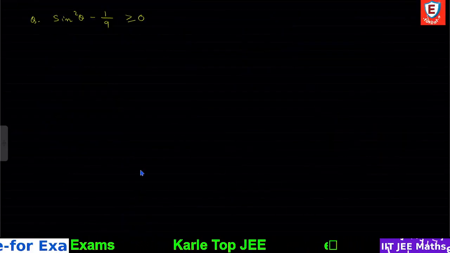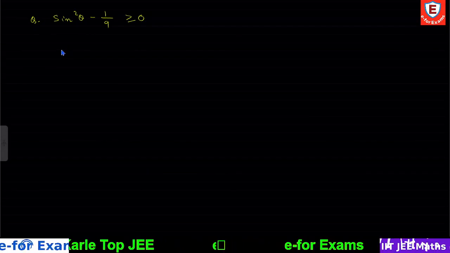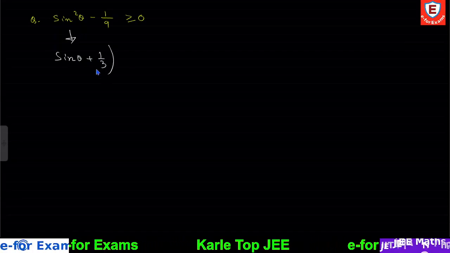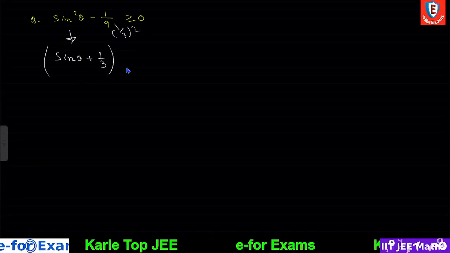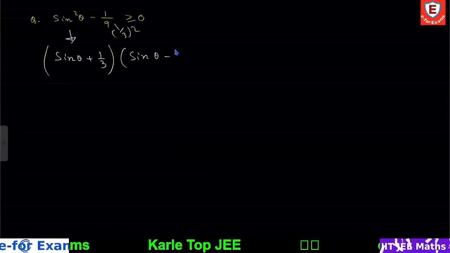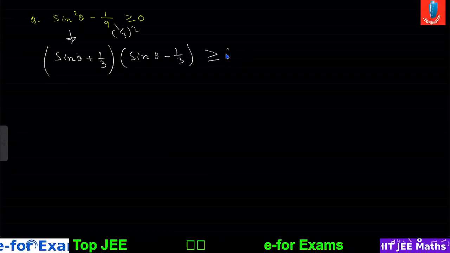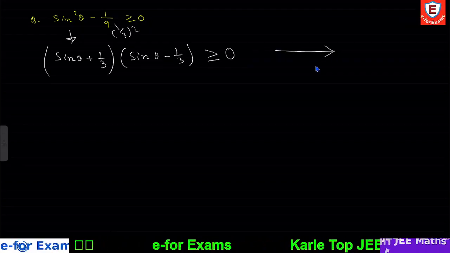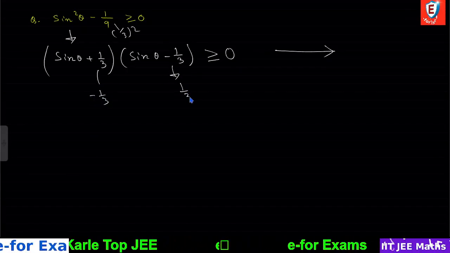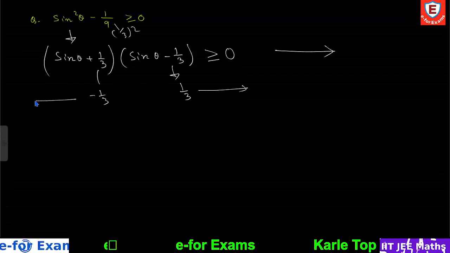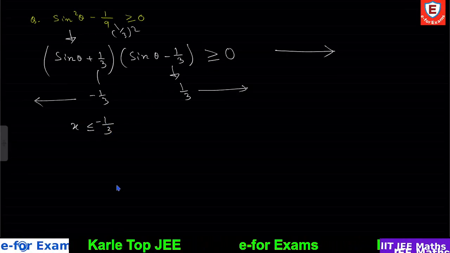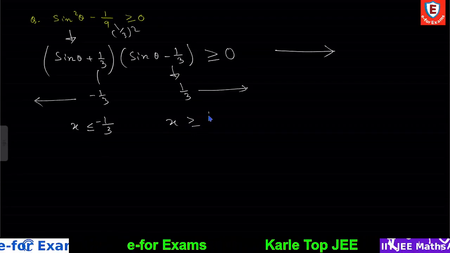Next, one example here. See, this can be factorized into sine theta plus 1 by 3 and sine theta minus 1 by 3, since it is a square minus b square formula, 1 by 3 whole square, right? Sine theta minus 1 by 3 is greater than or equal to 0. This means arrow is away. That means x will be outside the critical points, minus 1 by 3 and 1 by 3. So x will be this side and this side. Equal to is there, right? So x is less than or equal to minus 1 by 3, and x is greater than or equal to 1 by 3.